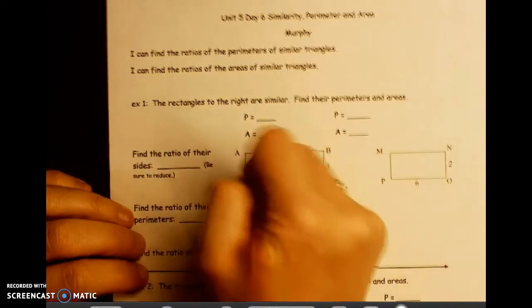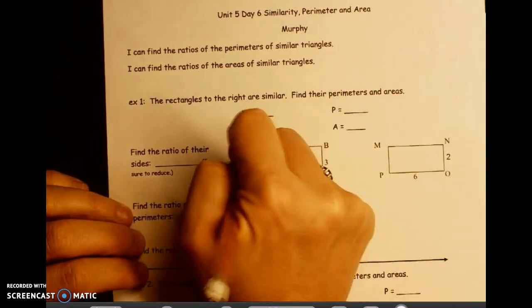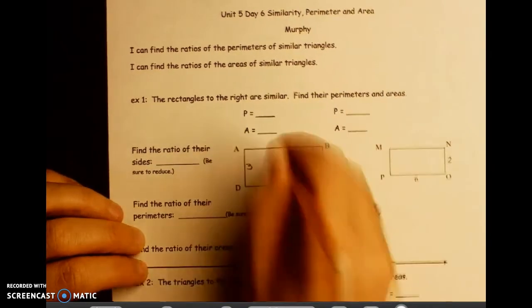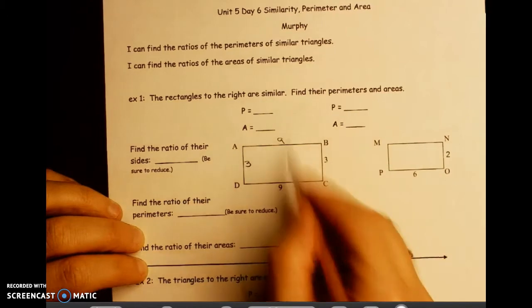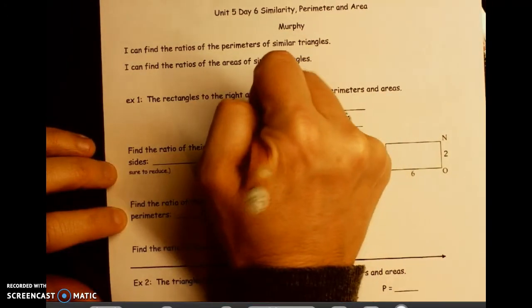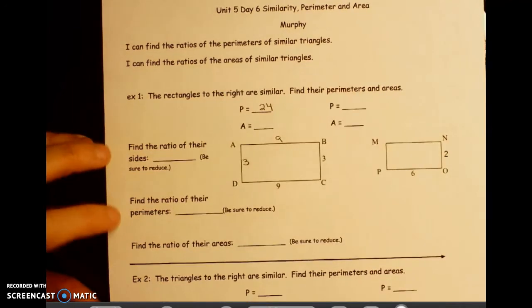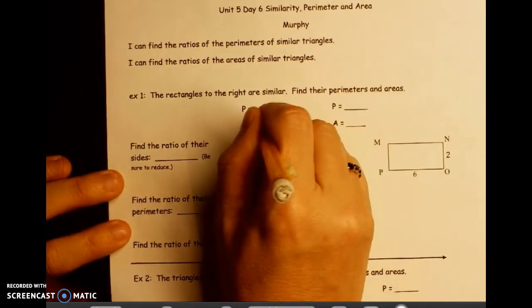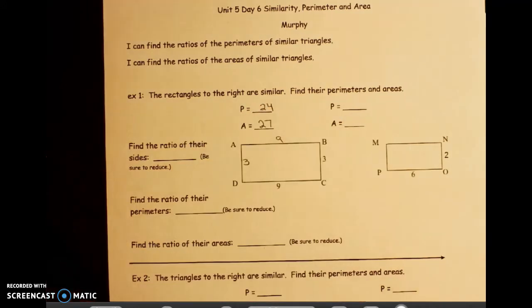So remember, in a rectangle, opposite sides are congruent. So I have a 3 length here, a 9 here. When I add those all up, 18 plus 6, I end up with 24. Remember, area is length times width, so in this case it would be 27.